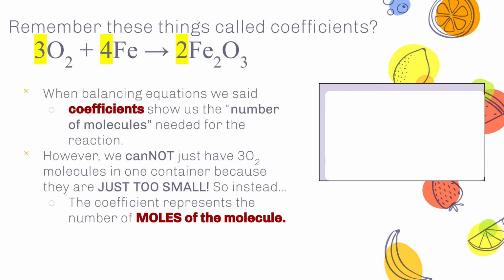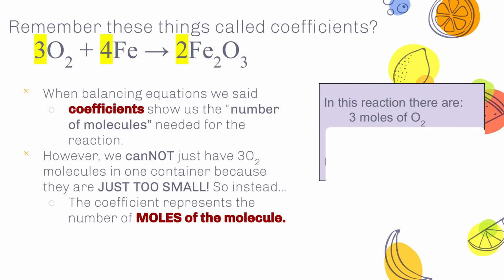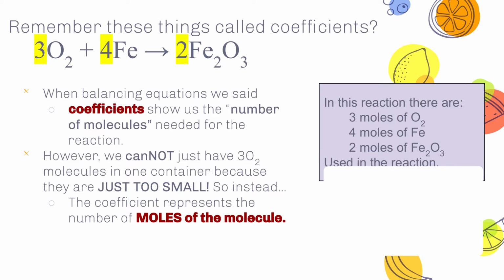Okay? In this chemical equation, iron and oxygen reacting to form iron 3 oxide, we have 3 moles of O2 because that is the coefficient here of oxygen. We have 4 moles of iron because in the balanced equation, 4 is the coefficient. And we have 2 moles of iron 3 oxide. So we use that in this reaction.